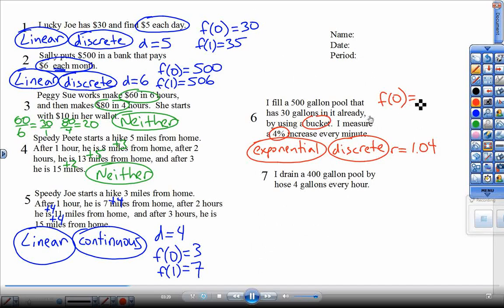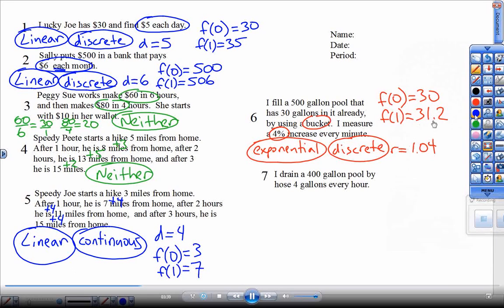All right, the 0 term would be that 30 gallons you're starting with. And then if I take 30 times 1.04, using my calculator right here, that's why the little pause, that gives me 31, I believe.